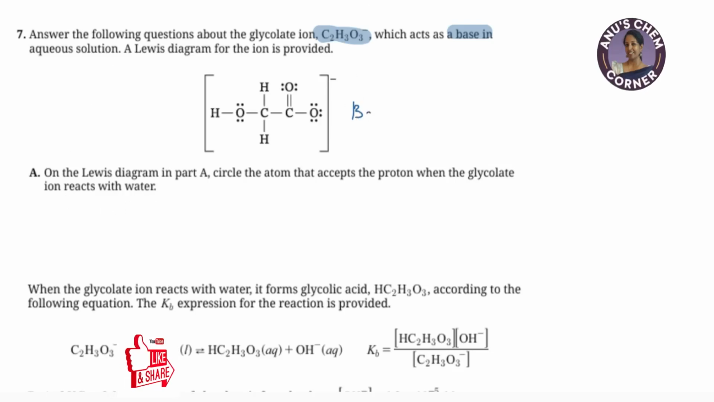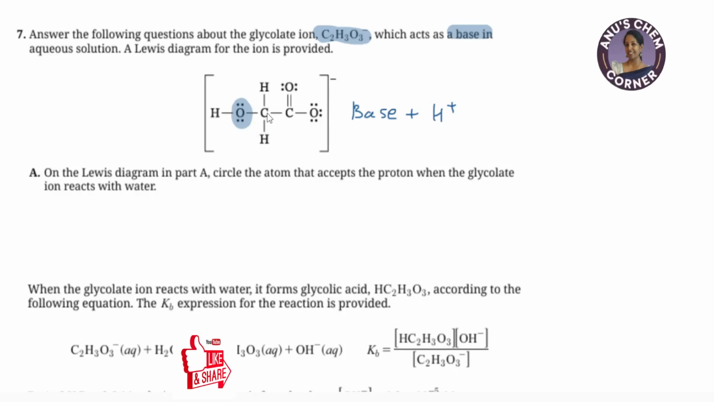Since it is a base, it will accept H plus. So which atom is going to accept this H plus? Hydrogen will not accept another hydrogen. The oxygen atom is more preferred, right? Looking at the Lewis diagram, this oxygen already has its valency satisfied. Oxygen is divalent, so 2 bonds are always preferred surrounding oxygen.